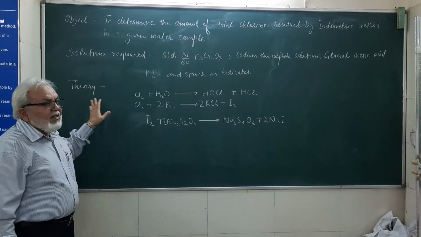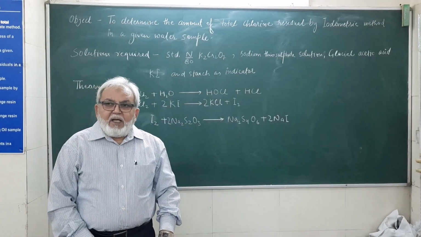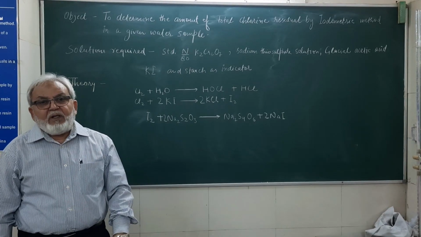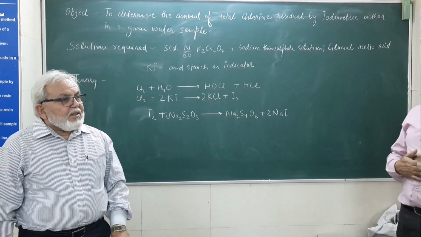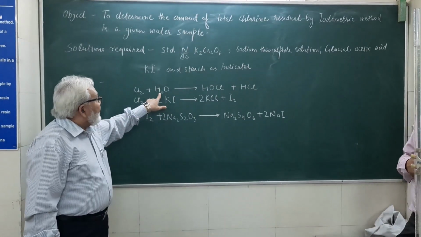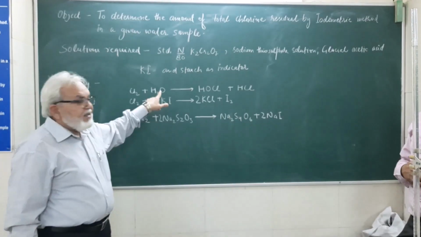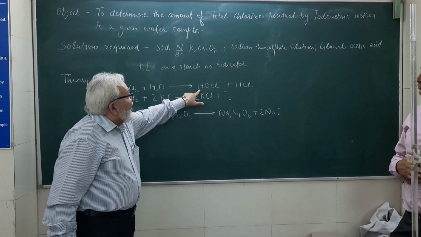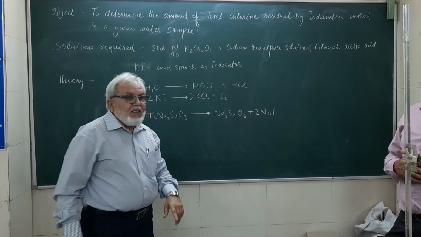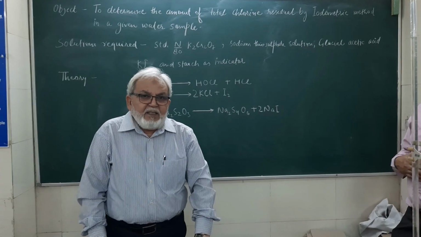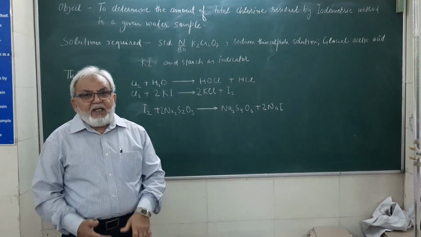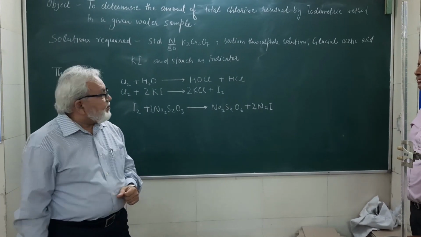Now regarding the theory of this process, actually chlorination of the water is done to kill the harmful bacteria. When chlorine is added to water for disinfection purpose, HOCl and HCl are formed. This HOCl is responsible for killing the bacteria. HOCl combines with the bacteria and kills them.